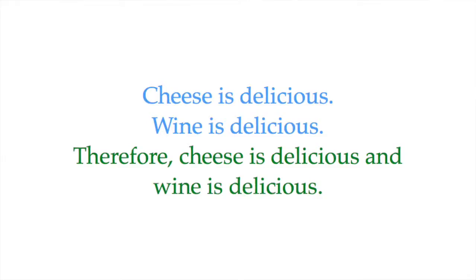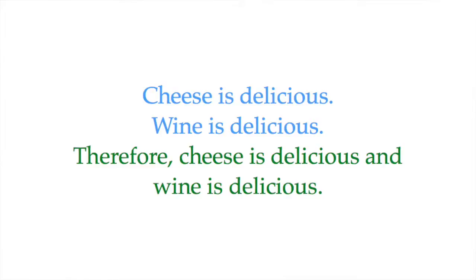Now, we could have used a slightly different argument. Okay. Here it is. Two premises this time. Premise 1, cheese is delicious. Premise 2, wine is delicious. Your conclusion, therefore, cheese is delicious and wine is delicious.